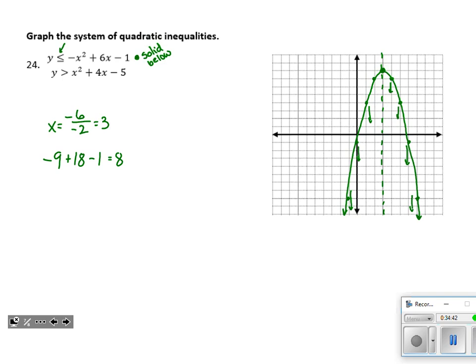For the second equation, we'll shade that one in blue. It's a greater than inequality, so I know that means it's a dashed graph. It doesn't include the parabola itself, and I'm shading above because my y values, my heights, are greater than the function. And again, let's use x equals negative b over 2 times a. I get negative 2.